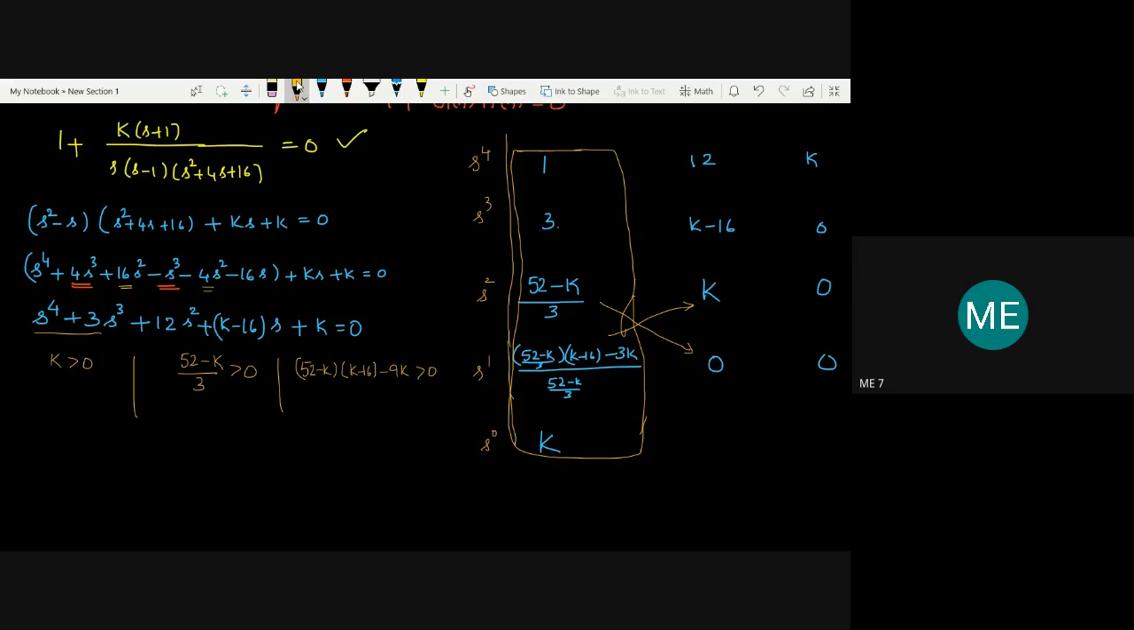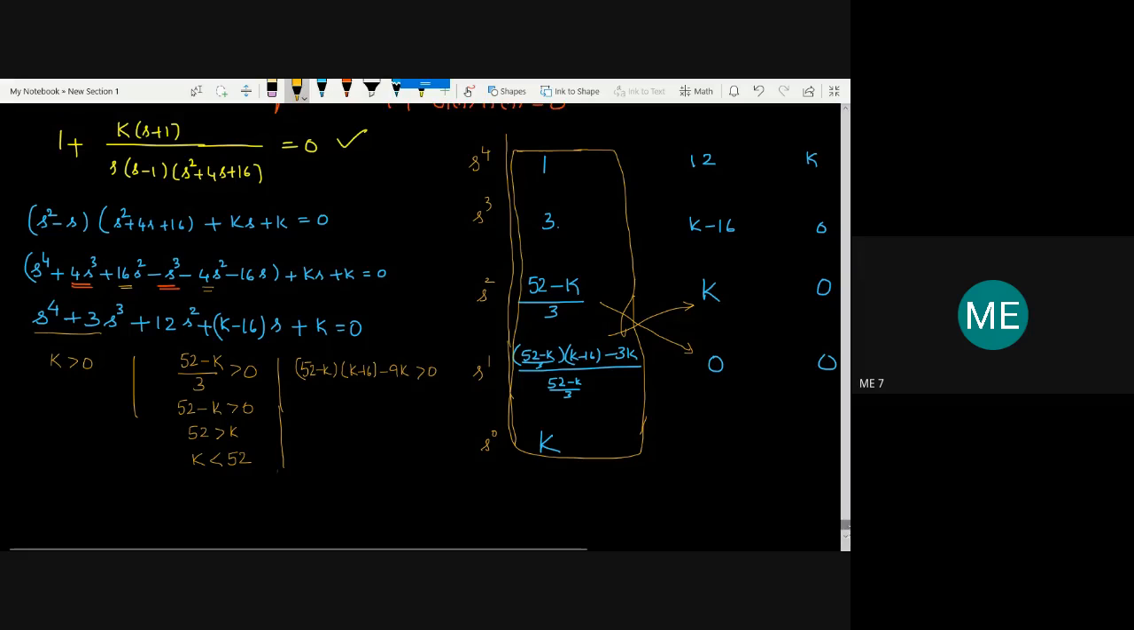So k is greater than 0. Here if I look at the second one, 52 minus k is greater than 0. So 52 is greater than k, or I can write k is less than 52. So this is one more range, and from this I'll be getting a second order equation.